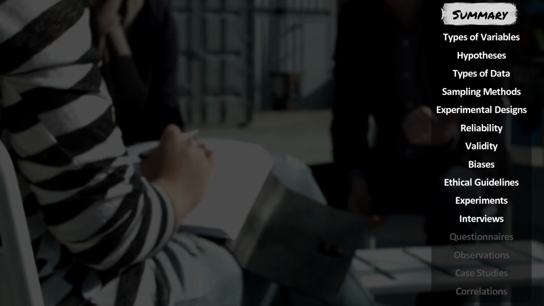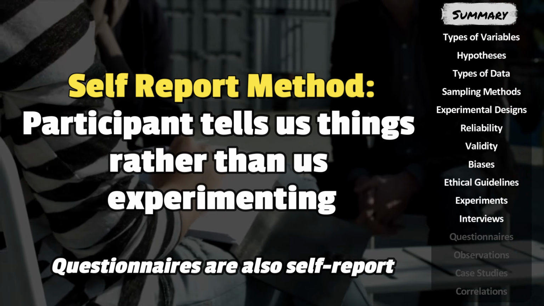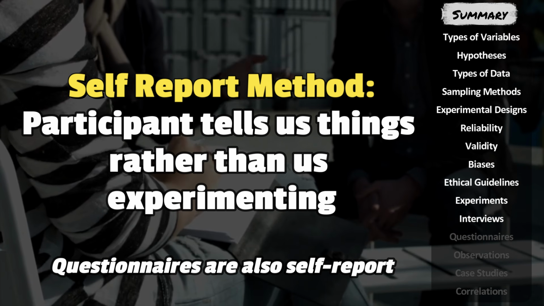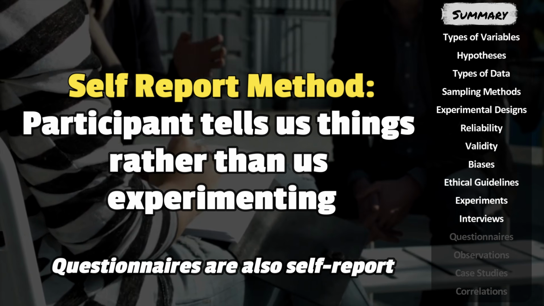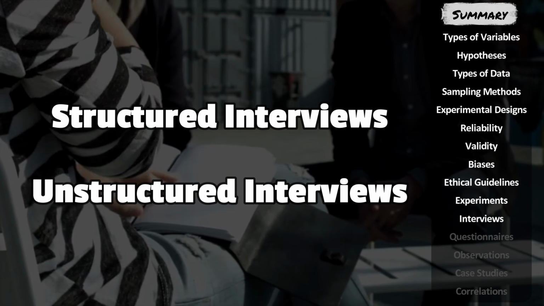Next, we come on to interviews, which are super simple. An interview is a self-report method. This means that the participant tells us themselves about their thoughts and feelings. Now, there are two types that you're going to need to know, structured and unstructured.